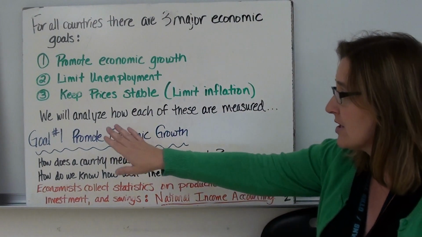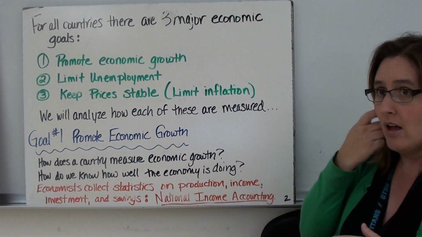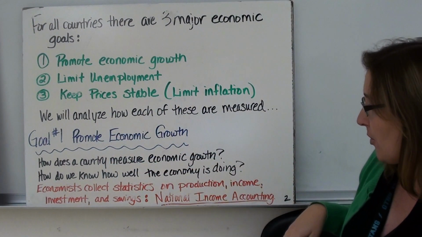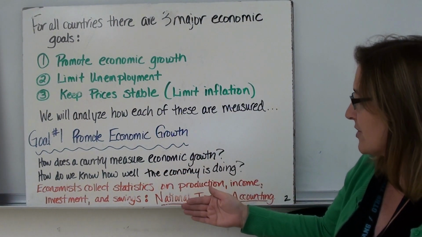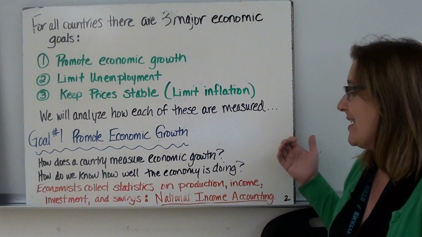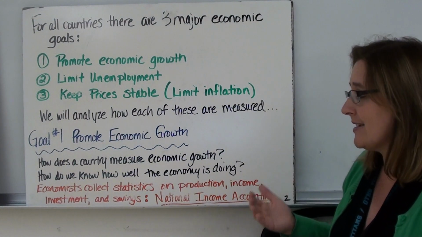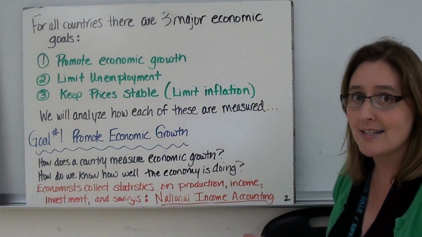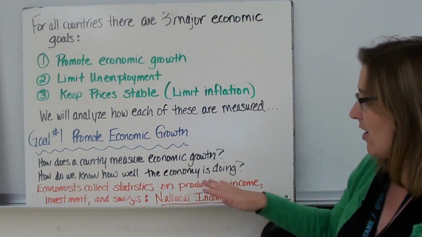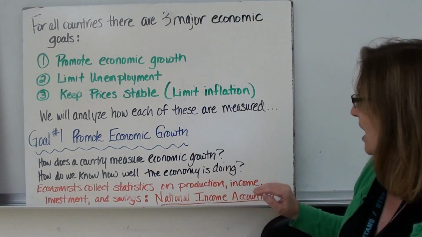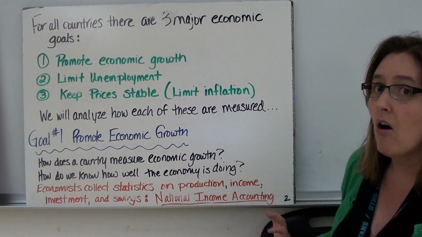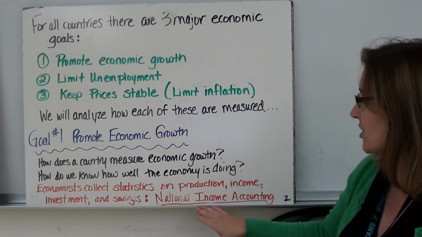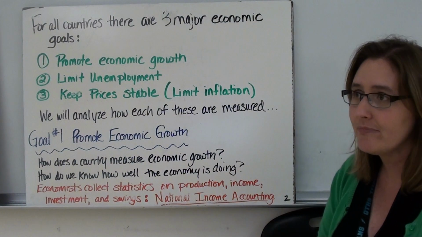So, number one goal is promoting economic growth. So, how does a country measure economic growth? How do we know how well we're doing in the economy? Basically, there's a bunch of economists and accountants that sit around and collect statistics and count numbers. They count how many things are produced, they count income, they count investment, they count savings. All of that umbrella is called national income accounting.